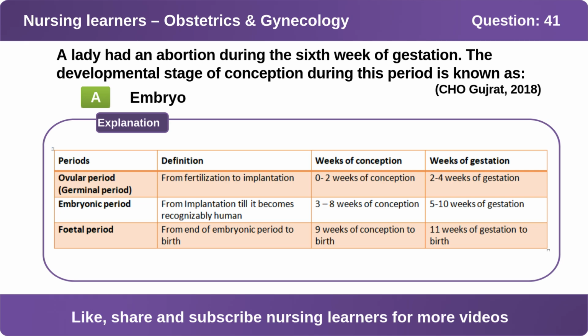Since the question asks about the developmental stage at the 6th week of gestation, which falls under the embryonic period, the correct answer is A. Embryo. Please note that the period of gestation can be obtained by adding 2 weeks to the period of conception.